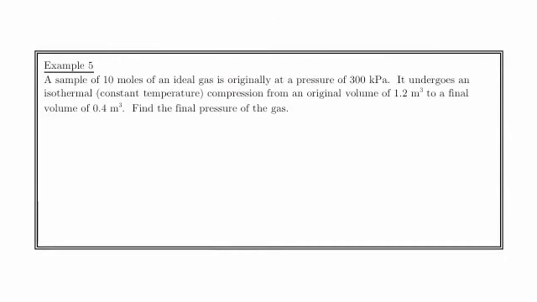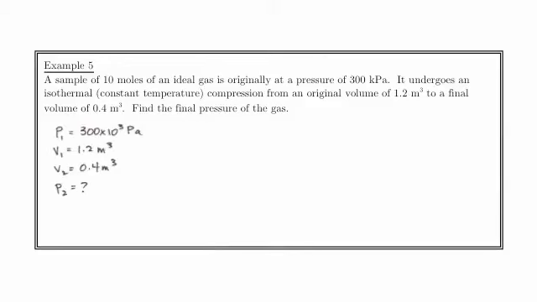The next example: a sample of 10 moles of an ideal gas is originally at a pressure of 300 kilopascals. It undergoes an isothermal compression, which means a compression that happens at a constant temperature, from an original volume of 1.2 meters cubed to a final volume of 0.4 meters cubed. Find the final pressure of the gas. Here's what we're given, and here's what we need to find out: P2.